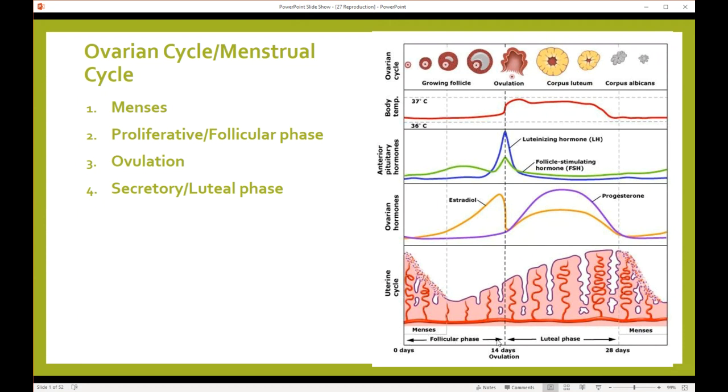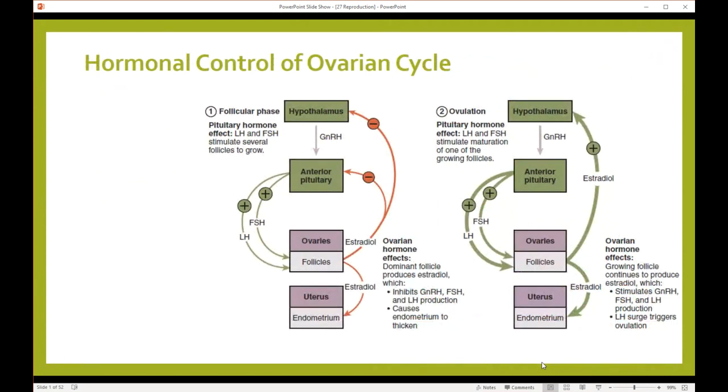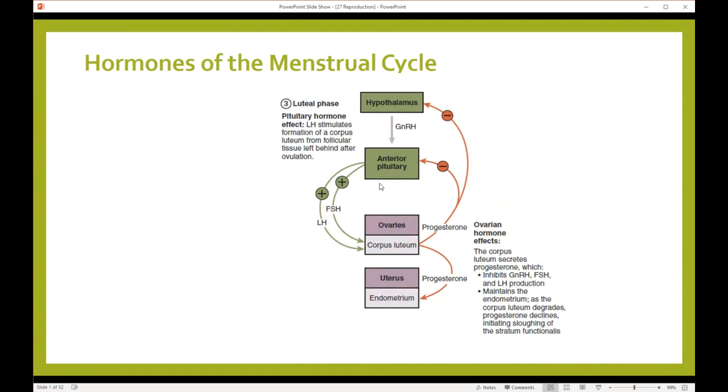Follicular phase is going to last till about day 14. Luteal phase until about 28, and then we have menses again. So it just repeats itself. Okay. This is showing you that hormonal cycle of the follicular phase, and then ovulation, and then the luteal phase.